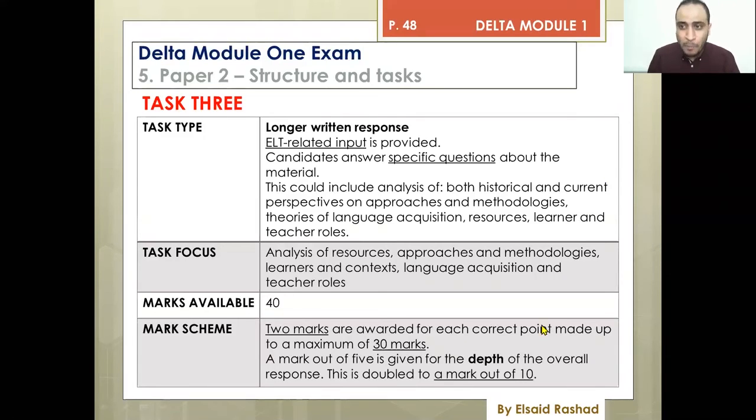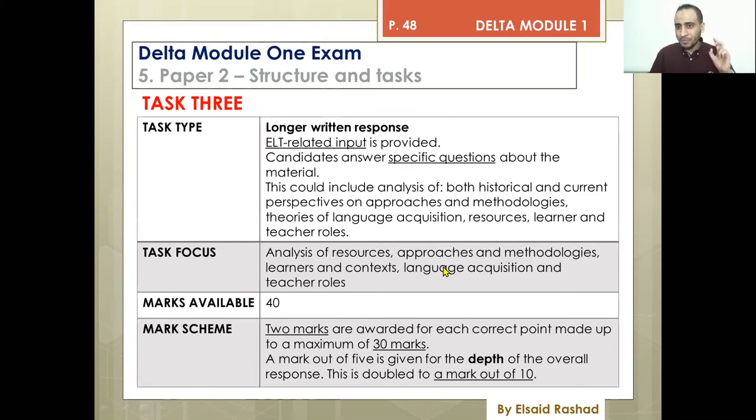You need to provide 15 points. Each point you will be awarded 2 marks. So 15 points by 2 marks equals 30 marks. And then you will be given 10 marks for the depth, whether you write from your mind or you show that you have read something about this. If they think you just write from your mind, try to improvise, they will not give you any of the 10 marks for the depth. So 15 points for 30 marks, 1 point 2 marks, and 10 marks for the depth that shows you've read about this.